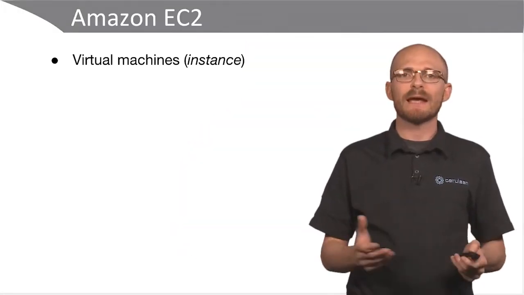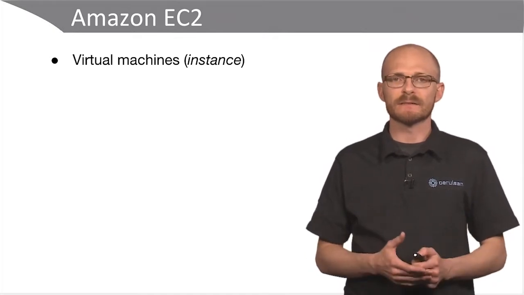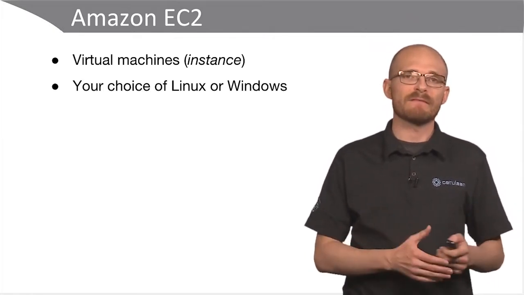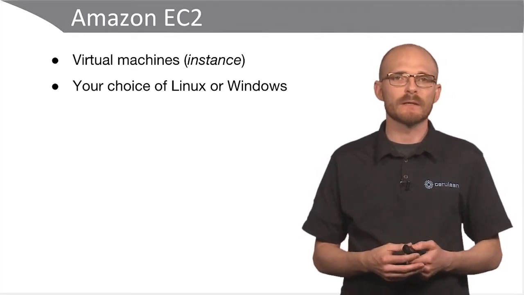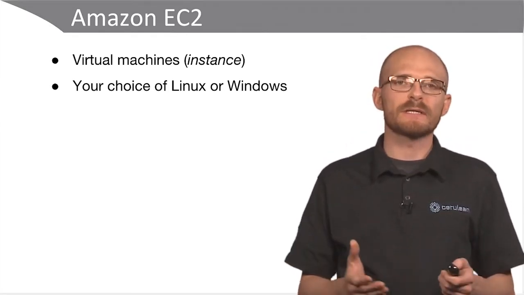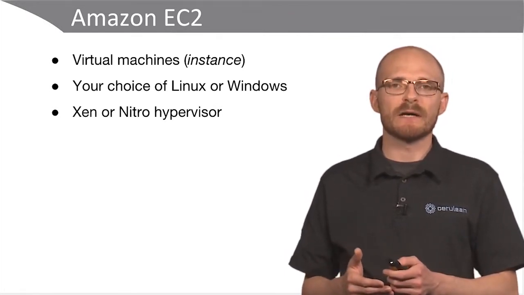Now let's review Amazon Elastic Compute Cloud, or EC2. With Amazon EC2, we gain access to virtual machines. We call them instances. And we do have our choice of just about any flavor of Linux or Windows that we can imagine. Now, of course, these are powered by either the Xen or the Nitro hypervisor.